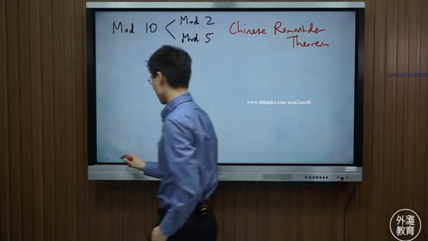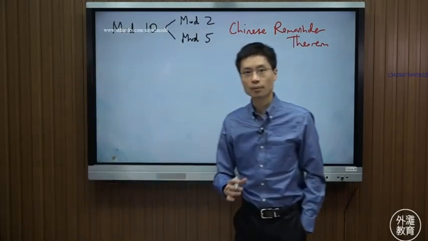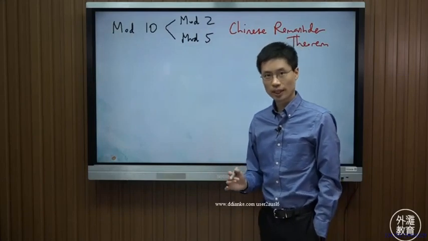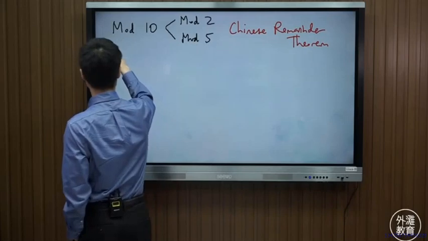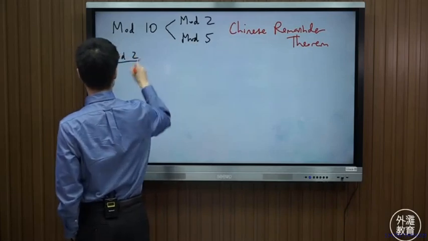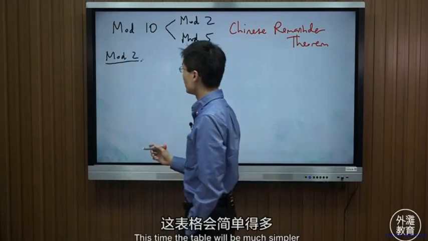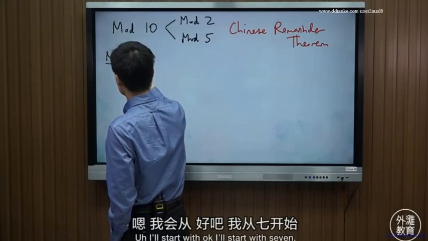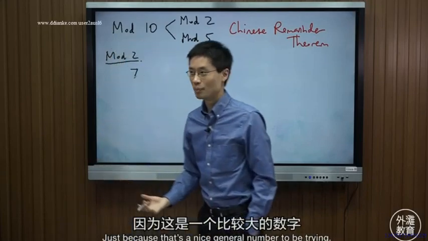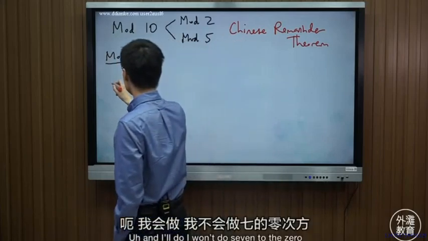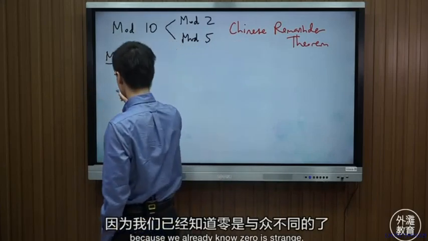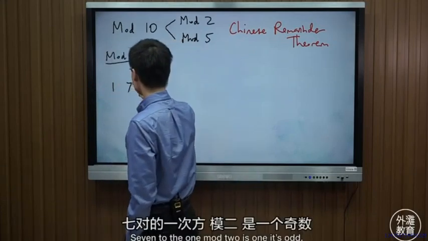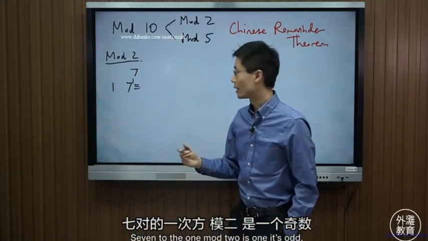So let's do this again. Now what I'm interested in doing is I want to draw this pattern, but I don't want to look at the last digit. I just want to look at what happens mod 2. Okay, so we'll draw the same table. This time, the table will be much simpler. I'll start with a 7, just because that's a nice general number to be trying. And I won't do 7 to the 0, because we already know 0 is strange. 7 to the 1, mod 2 is 1. It's odd.